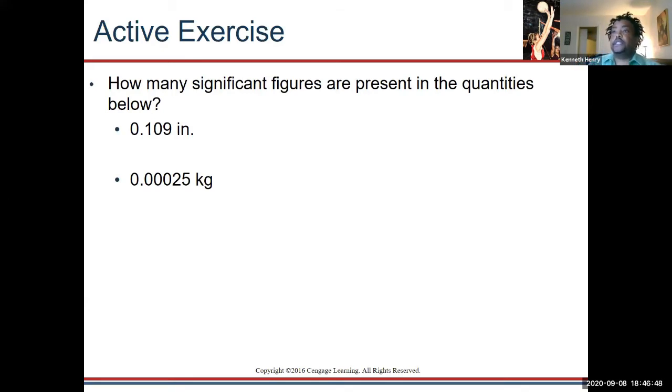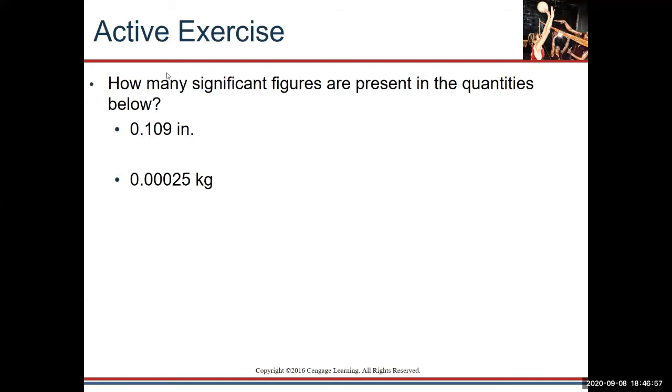Okay, so let's see how well your skills are. We'll give you some easy problems. So we have, how many sig figs do we have in this first number? 3.